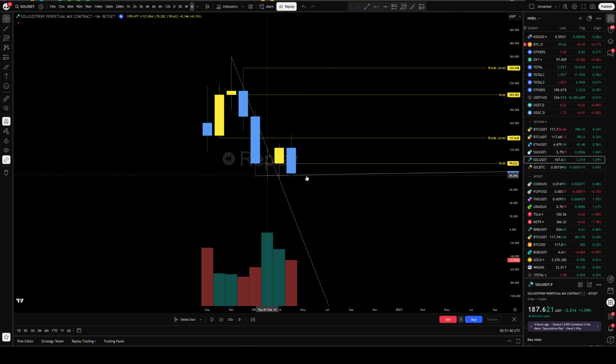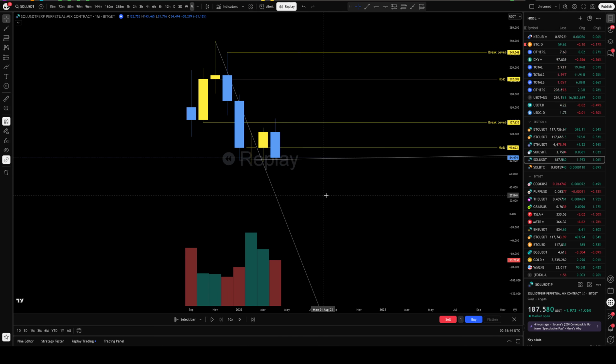This now needs to act as support. This is lost, it becomes resistance. So let's have a look and see what happens with our support and resistance. So we open above it. See, we just tap it there, but we haven't. No, we're losing it.